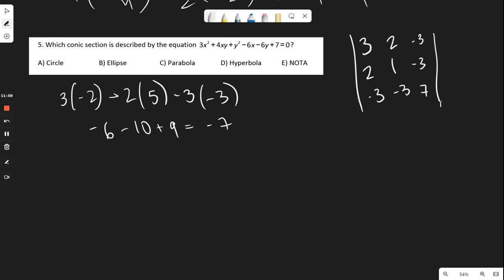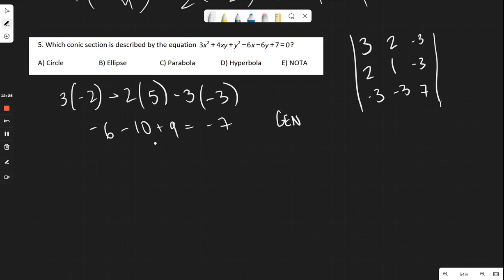So you get -6 minus 10 plus 9 equals -7. So as you can see, that is not 0. Hopefully I didn't do that wrong, but I probably did, which would be really embarrassing. But even if I did it wrong and the actual determinant is something else, it still won't be 0. I promise you it won't be 0. This is non-degenerate. So anyways, we know it's a non-degenerate conic, okay?